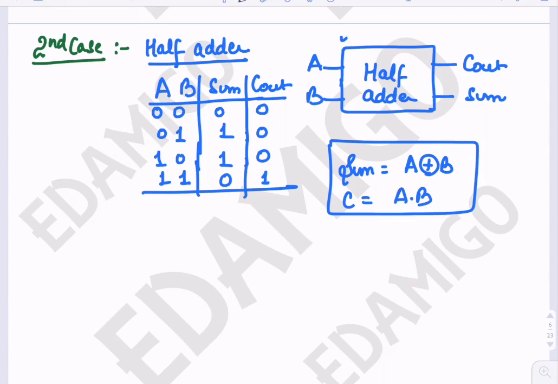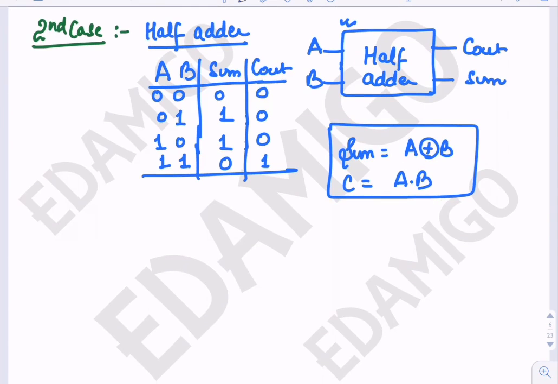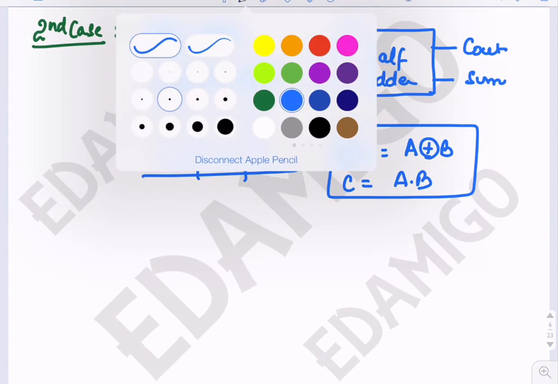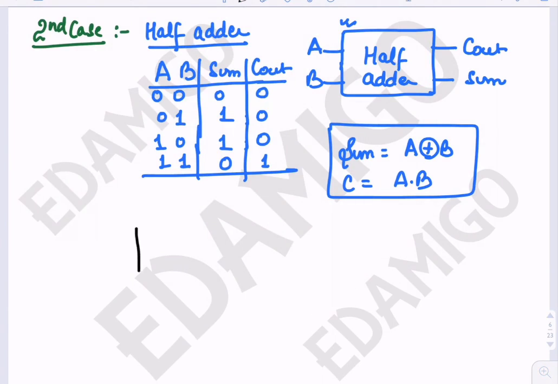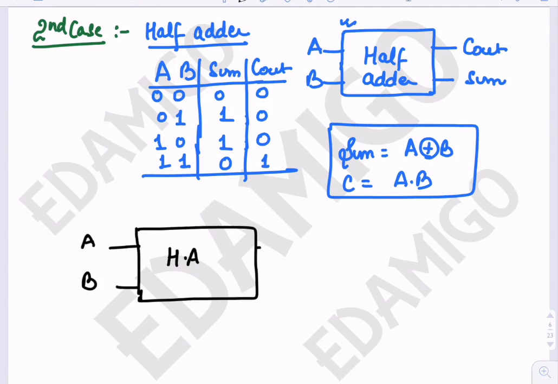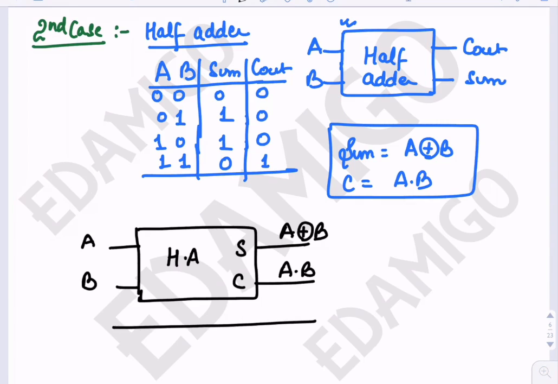So suppose we want to design a full adder using two half adders. In this case the design is like this. We have a half adder where two inputs A and B are given. So we know that the sum output is equal to A XOR B and the carry output is A into B. The third input is C.